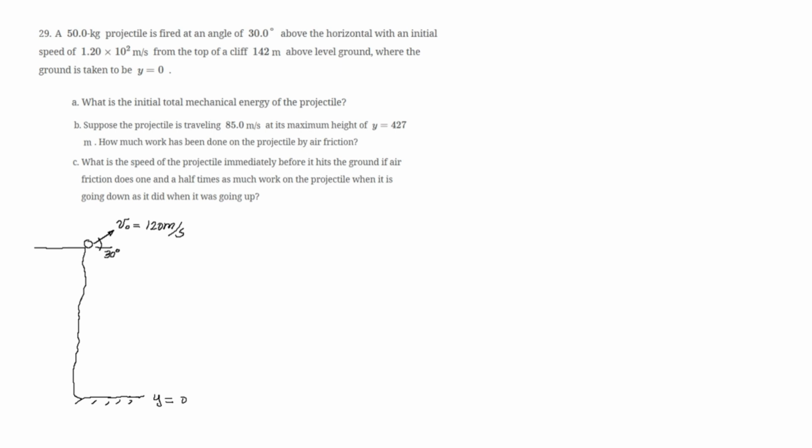Now, what else do we know? We know that the height is 142 meters, from the top of the cliff to the level ground. This is y or h. So what is the mechanical energy of the projectile at the top of the cliff? Let us call that the initial mechanical energy.